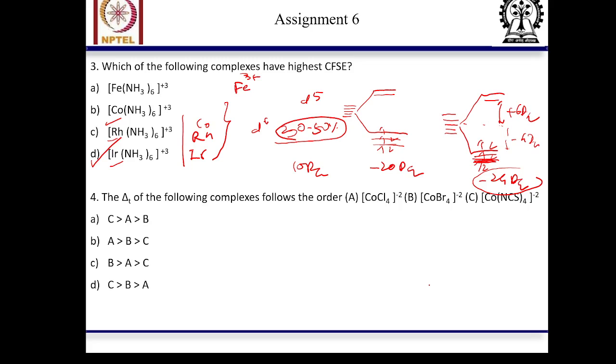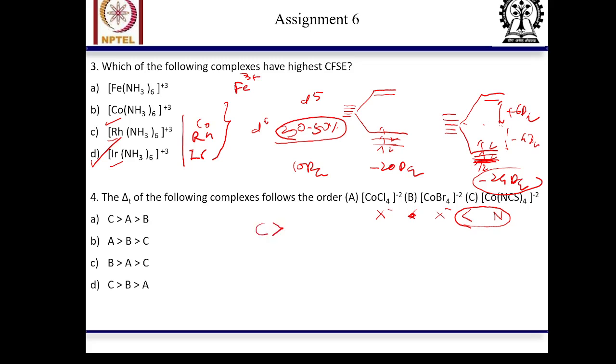In this there are two concepts. First, what is the donor atom. Here, X donor atom, X donor atom, and here N donor atom. We already know that N donors are stronger than halogen donors. So that one will be first.